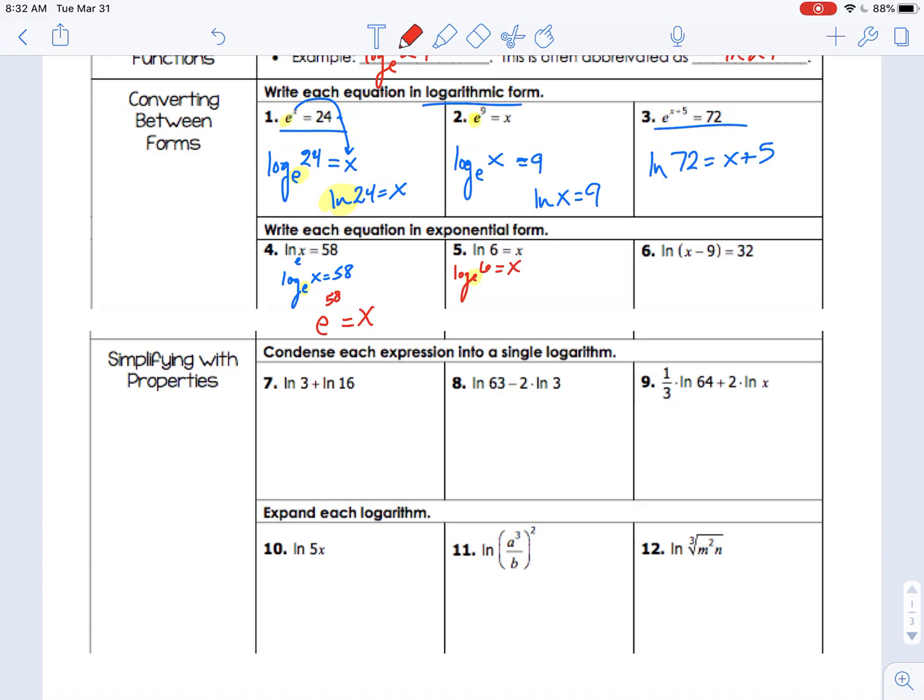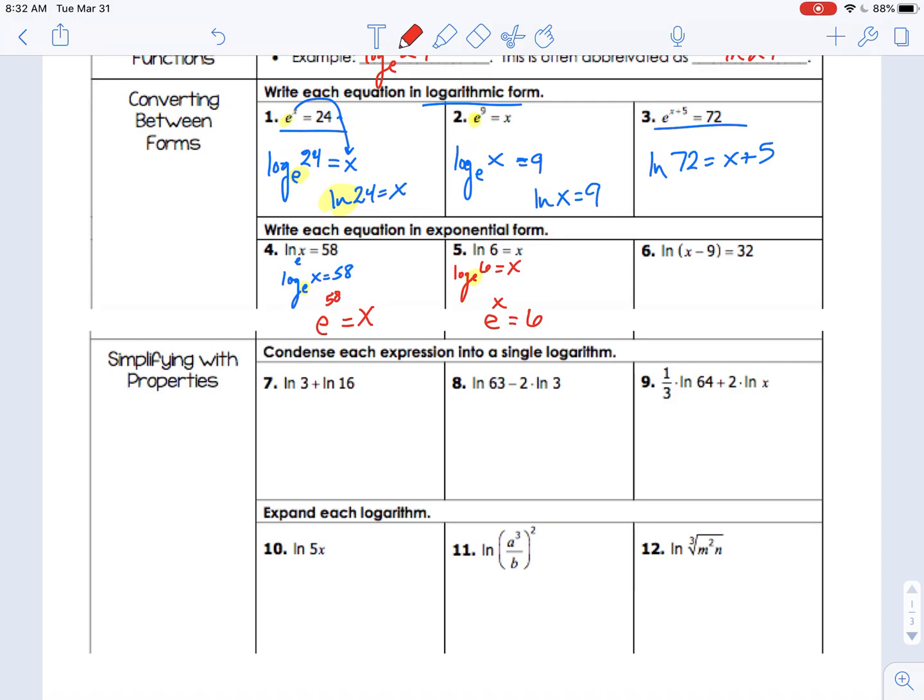Same thing here, log base e of 6 equals x. So what's the base of my exponent? Well, the base of my log is e. So e to what power? Well, that exponent is always off to the other side of the equal sign. So e to the x power equals 6.